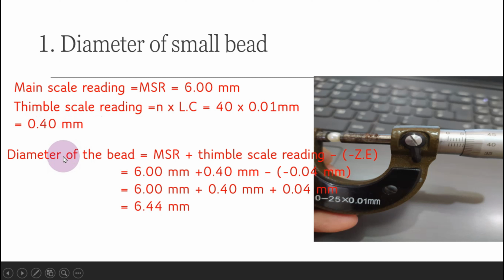Now we are going to apply the formula. The diameter of the bead is equal to main scale reading plus thimble scale reading minus the negative zero error with us. So the main scale reading is 6, thimble scale reading is 0.4, minus the zero error which we calculated, which is minus 0.04 millimeter. This minus becomes plus, you add them all, we get 6.44 millimeter, which is the diameter of this small bead.